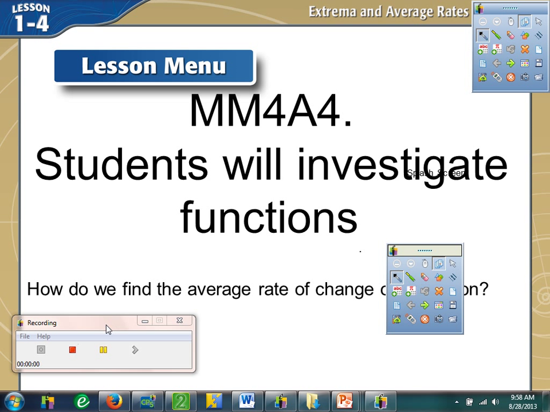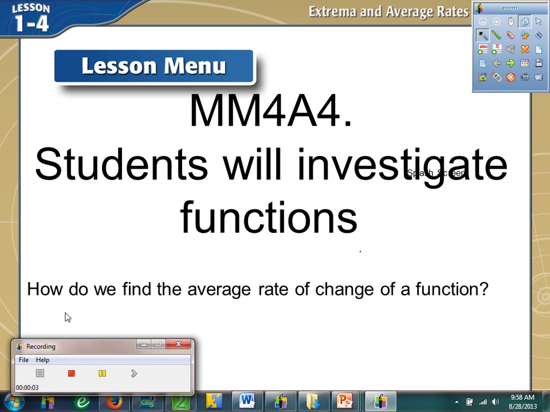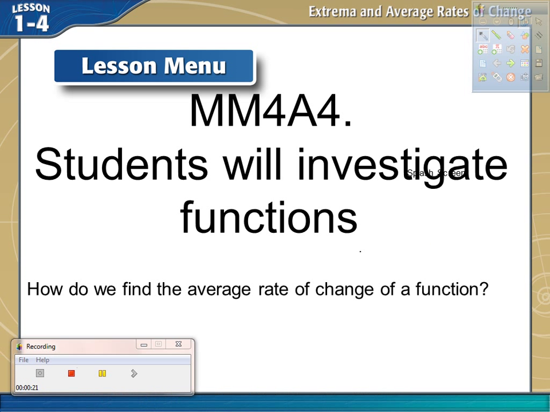Alright, we're still looking at functions. Today we're going to look more specifically at whether our function is increasing, decreasing, or constant, and that leads us into our essential question: how do we find the average rate of change of a function, which we'll get into later in the lesson.